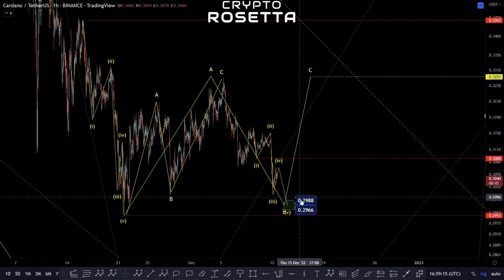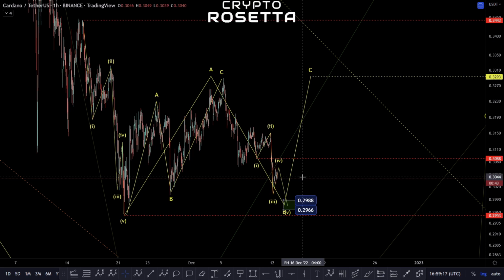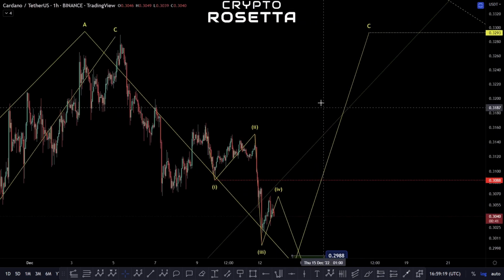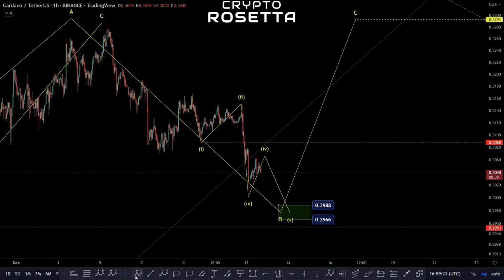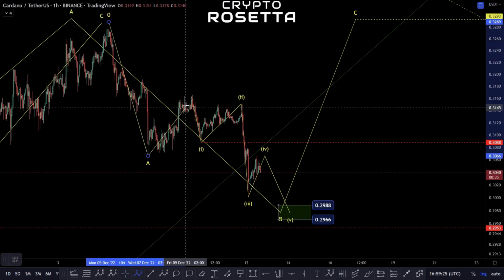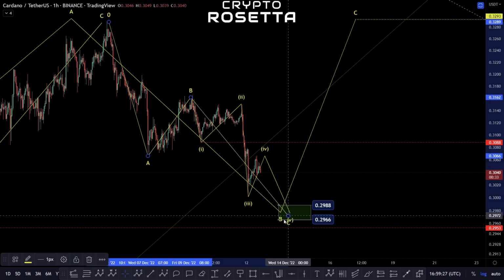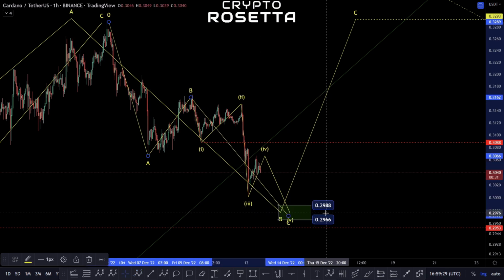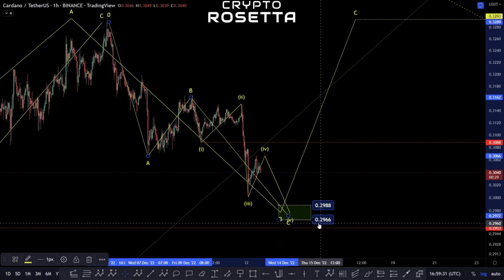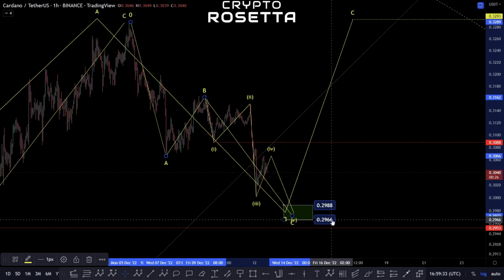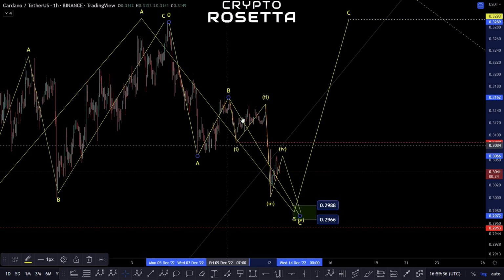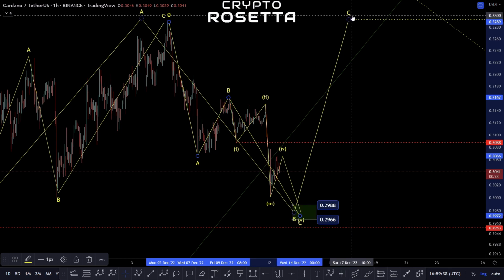But basically what we'd be looking out for here is within this move, if I zoom in, we can see that we have this as an A wave down into this low, a B wave up into here, and then a C wave potentially looking to target this 0.2988 to 0.2966 area. So like I said, this could just be a completed correction, and then we look to move to the upside.